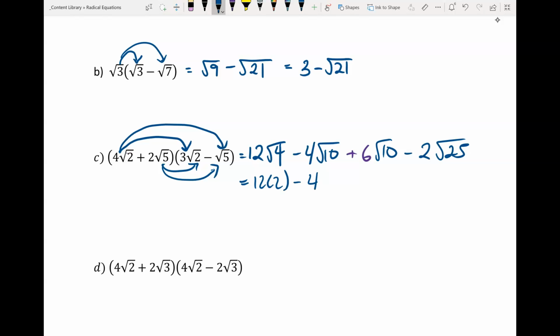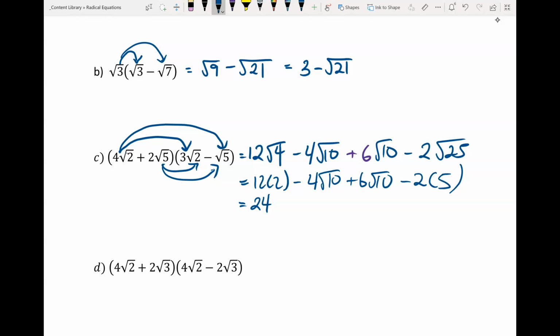For 4 root 10, we can't simplify it, but we can combine like terms afterwards. And then we have 2 times root 25. Root 25 is 5. 12 times 2 is 24.